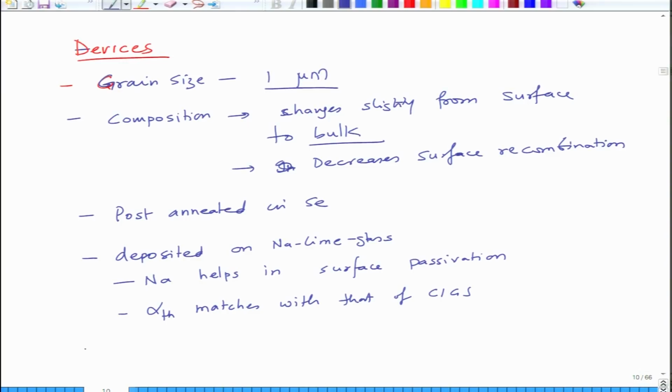And the back contact, as we said, is molybdenum, which is quite thick, and molybdenum is one of the most successful materials used with CIGS. And at the back there is a formation of MoSe2, which seems to improve the adhesion of these devices. So, how do you make CIGS? Let us first look at that.